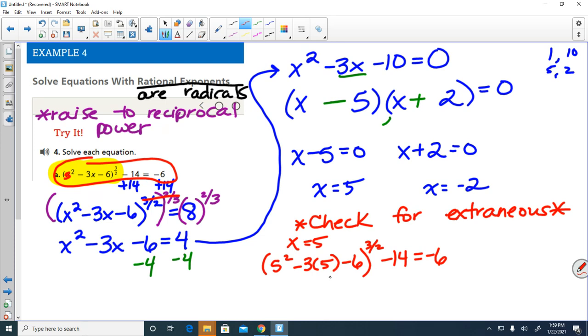It does. It equals negative 6. So x equals 5 is a true solution.